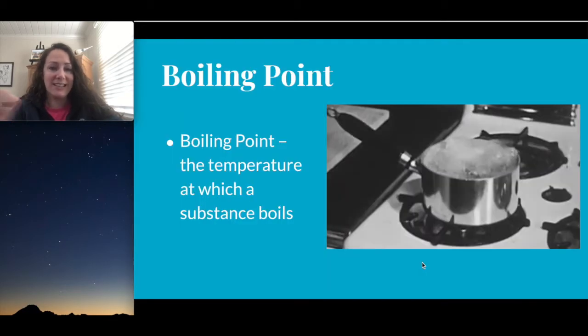Boiling point is the exact opposite side of that spectrum. This is the temperature where a substance boils. So where you're going to get your water to boil, 212 degrees Fahrenheit, okay? That's where the liquid goes from a liquid state into a gaseous state. It starts to boil and bubble and turn into a gas.